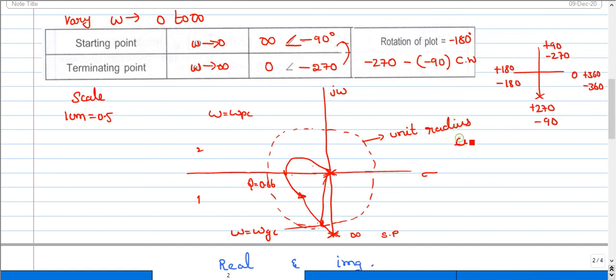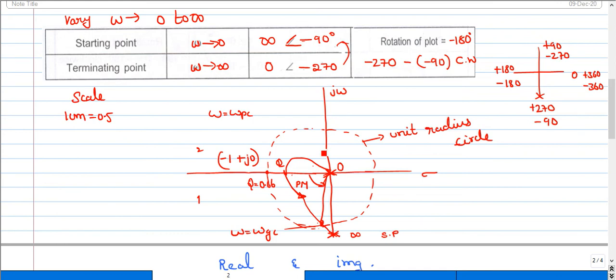And one more concept: this particular circle is the unit radius circle. Why have we taken a unit radius circle? Because of the critical point -1 plus j0. This is the critical point which will define our stability. So the drawing is done. Now if you measure this angle, this particular angle will give you the phase margin. We have an equation to identify the phase margin as well as the gain margin. So gain margin, this particular length.